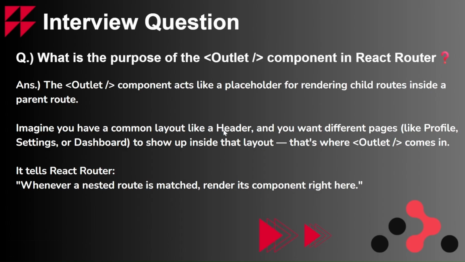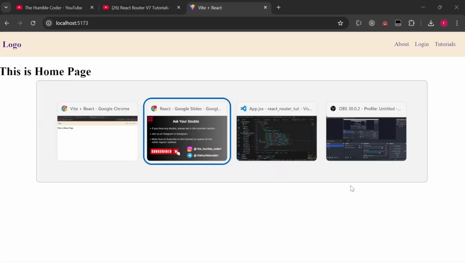Imagine you have a common layout like a header, and you want different pages like your profile, settings, about us, dashboard, whatever, to show up inside that layout. That's where outlet comes in, and it basically tells the React router that whenever a nested route is matched, render its component right here. Okay, and I have already actually shown you the code also.